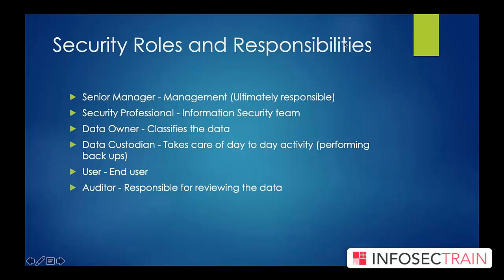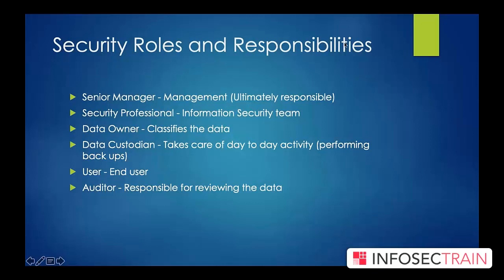Now, data custodian. The custodian role is assigned to an individual who normally takes the delegated tasks assigned by the data owner, like performing the backups and ensuring adequate protection around confidentiality, integrity, and availability. In some situations, they are also responsible for providing access to the data based on the responsibility delegated by the data owner. So it's a kind of day-to-day activity. The custodian handles management of the data on a high level.